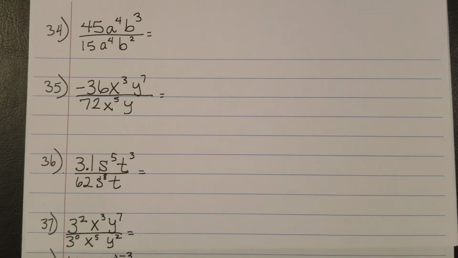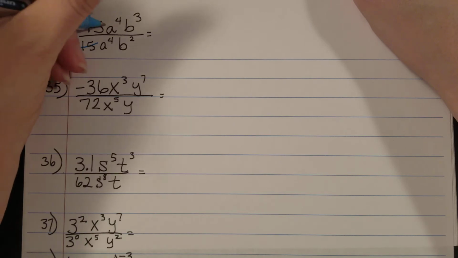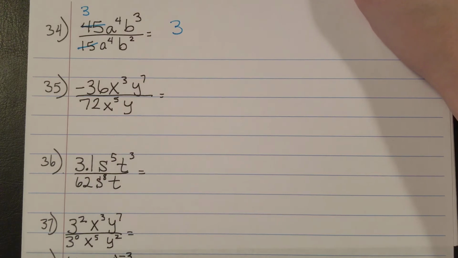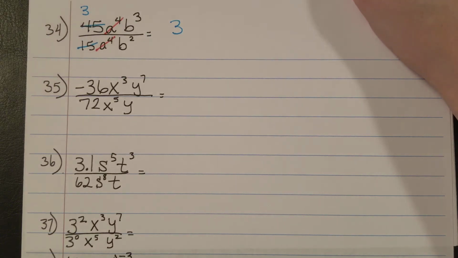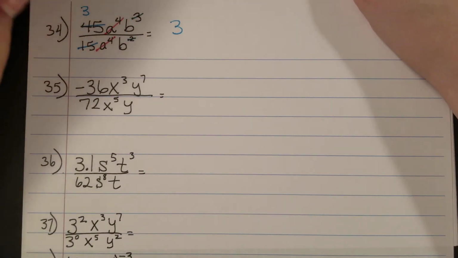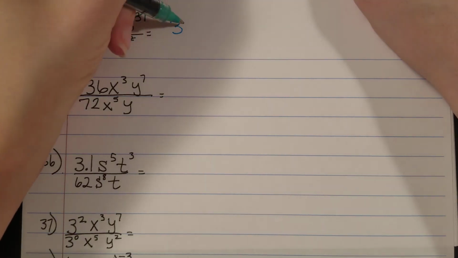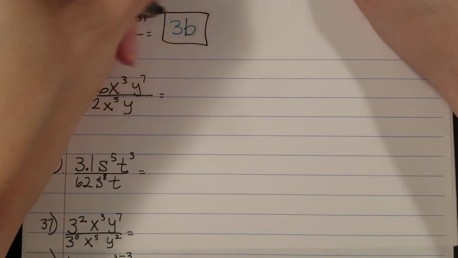All right, next page. Here we have a bunch of fractions to basically reduce. So 15 goes into 45 3 times. Then a to the 4th and a to the 4th, we can just totally cancel that out. Then 3 minus 2 would just be 1, and if it's an exponent of 1, you really don't even need to write it, so just carry over the b, and that is our final answer, 3b.